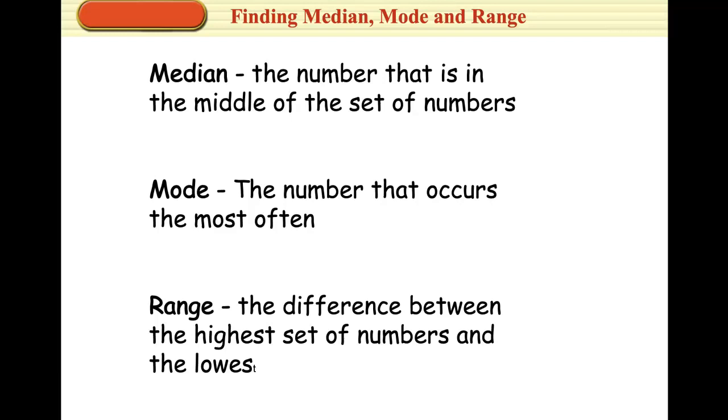For this lesson, we're going to talk about the median, the mode, and the range. I also want you to write these definitions down in your notebook, so you will need to pause the video and write them down. The median is the number that is in the middle of the numbers. If you think of the median in the road, the middle of the road, it's the middle number. The mode is the number that occurs most often, most frequent, okay? And the range is the difference between the highest and the lowest number.